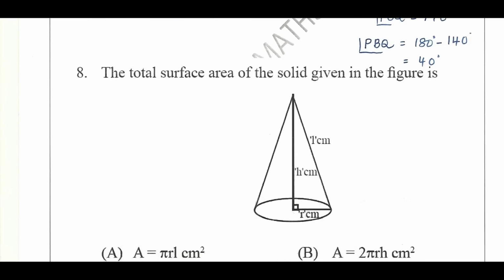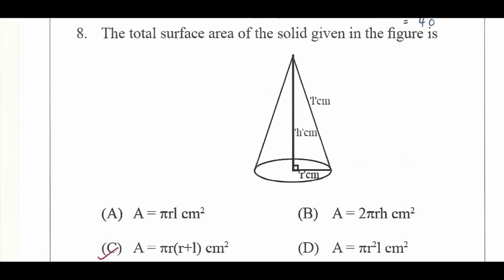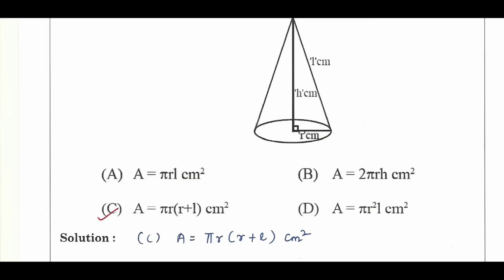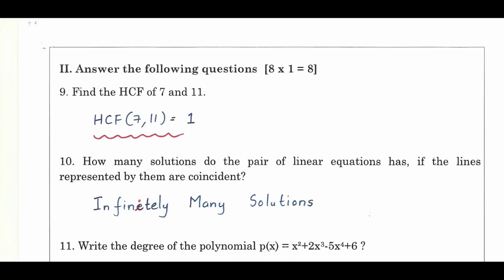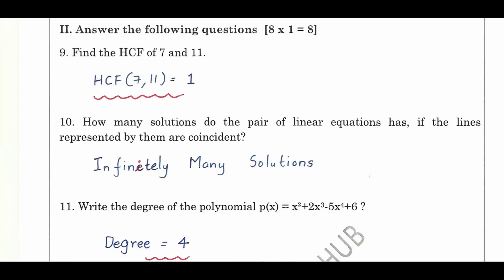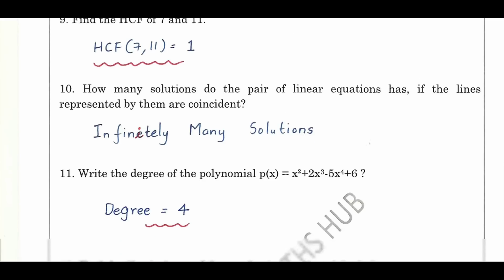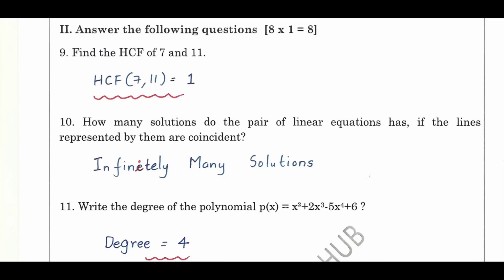The total surface area of the solid given in the figure is the TSA of a cone. It is option C, area equals pi r into (r plus l) centimeter square. Therefore the correct answer is option C. Moving to the second main section, 1 mark questions, that is 8 questions, each carrying 1 mark, that is 8 marks. The HCF of 7 and 11: 7 can be written as 7 into 1 and 11 can be written as 11 into 1.